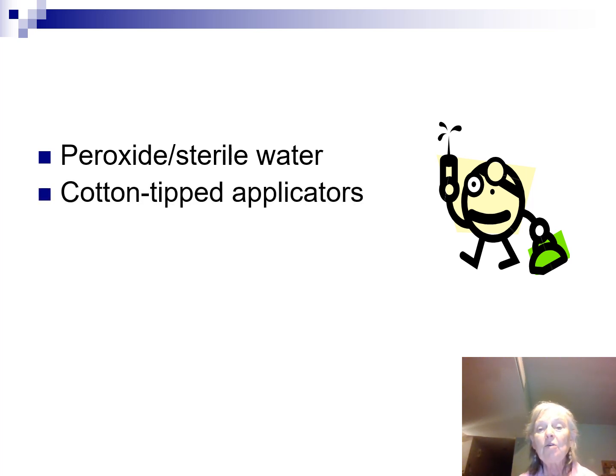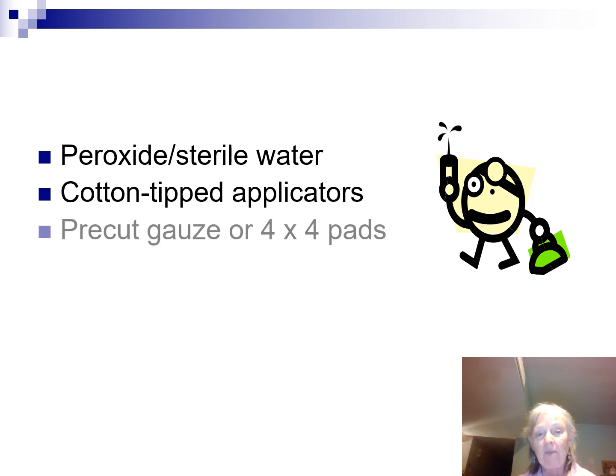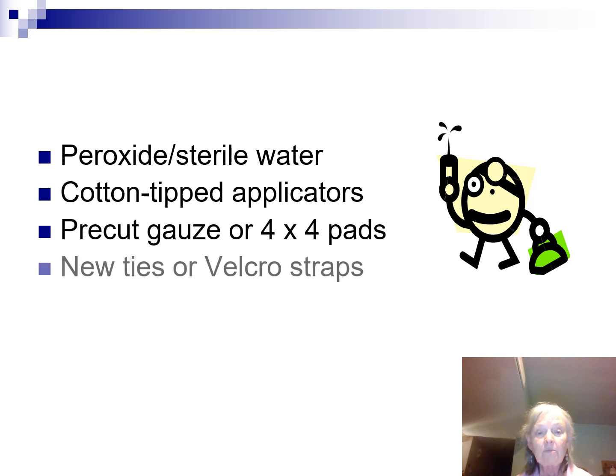Cotton tip applicators, these are sterile applicators. You have your pre-cut gauze, and sometimes you also have the 4x4 pads. Do not cut a gauze and put it under your trach. You're going to end up with some little threads, and if these threads get into the area, it's going to irritate them, so you don't want to do that. New ties or Velcro straps, the easiest ones to put on are the Velcro straps.